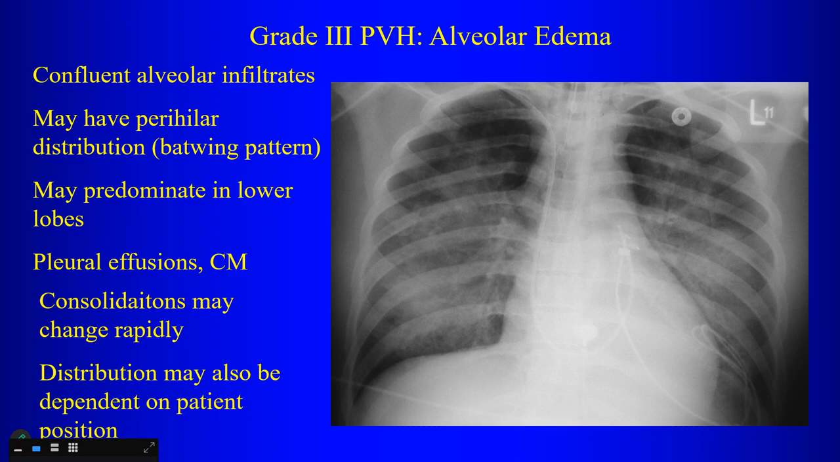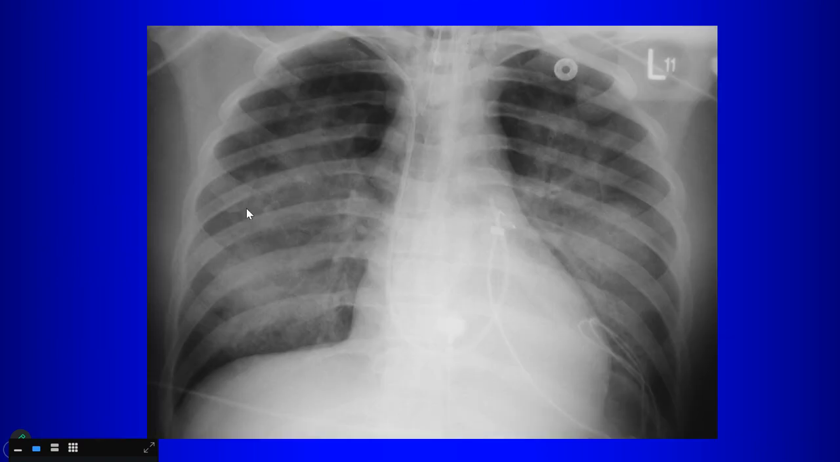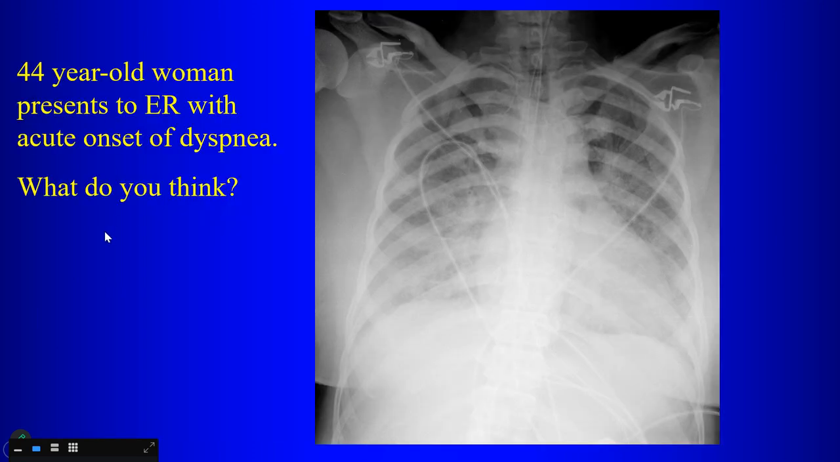But with pleural effusions, cardiomegaly, and pulmonary edema, consolidations can change rapidly, and the distribution may also depend on patient position. So if the patient likes to lie right side down, it can be worse on the right side. So that butterfly pattern is very typical of pulmonary edema.